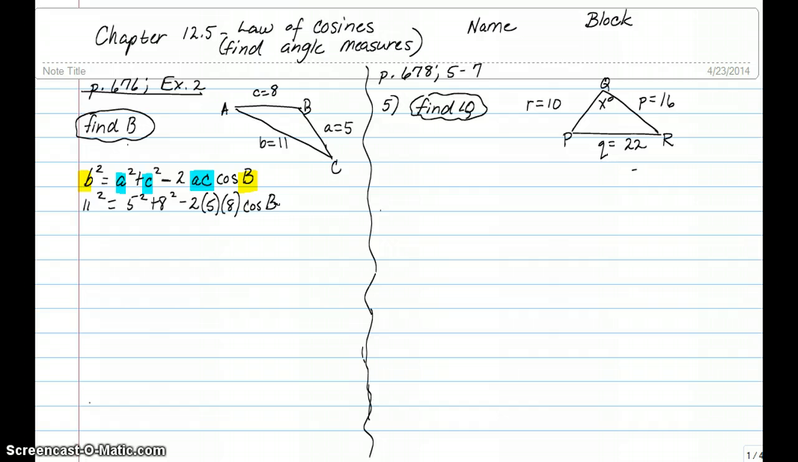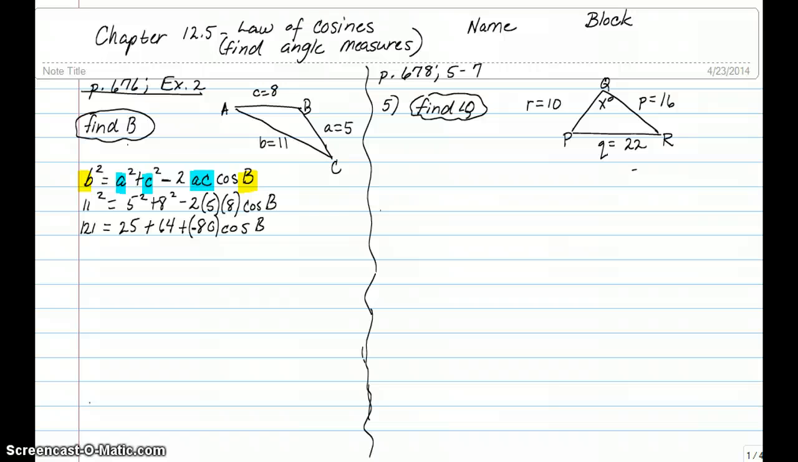Now so far everything's fairly simple. 11 squared is 121. Again, you don't need a calculator for this, so please don't use it at this point. 5 squared is 25, and 8 squared is 64. Now here's where you have to be careful. You've got minus, and then 2 times 5 is 10, times 8 is 80, minus 80 cosine B. Because subtraction always tends to cause little problems, I'm going to change this to plus and negative. Just put it in parentheses so it's easier to see. 80 cosine B.